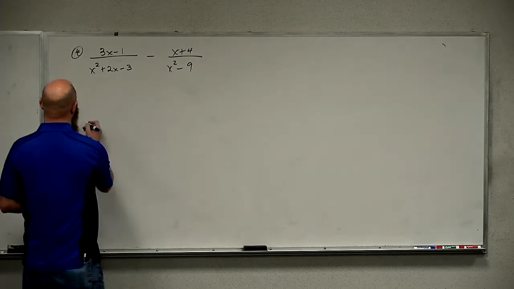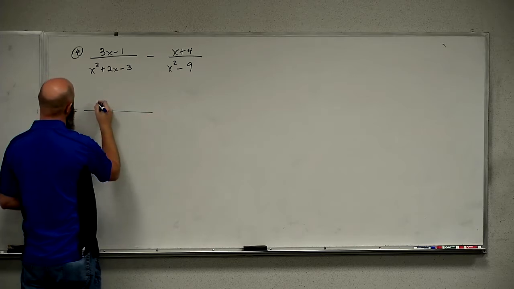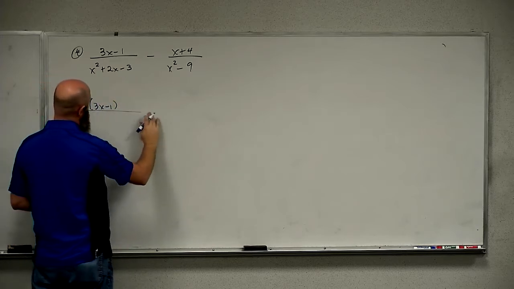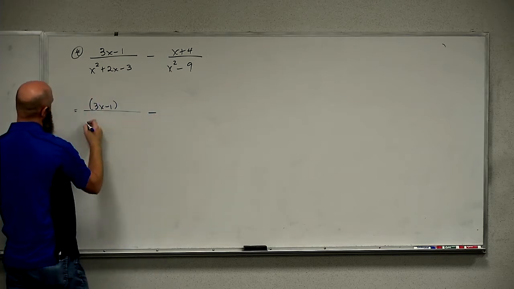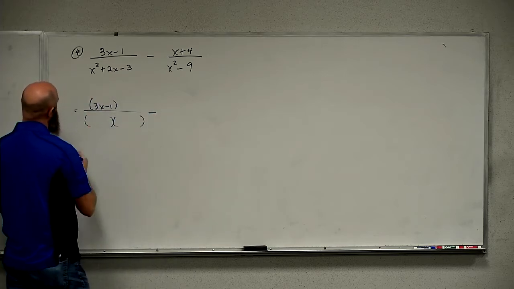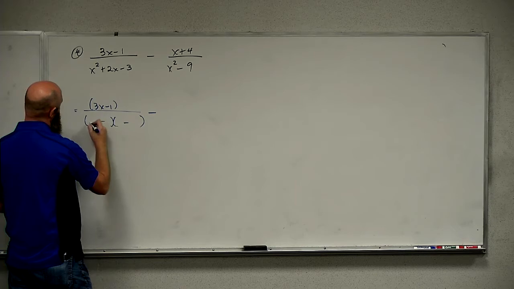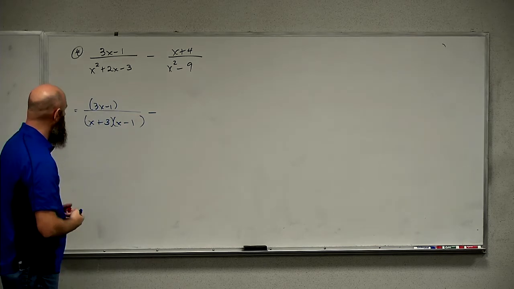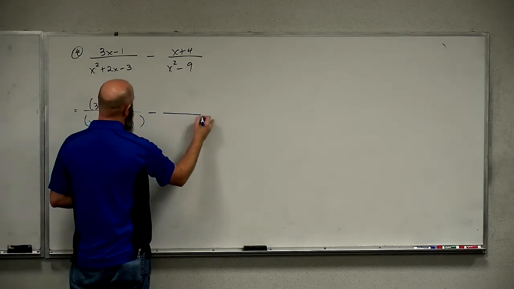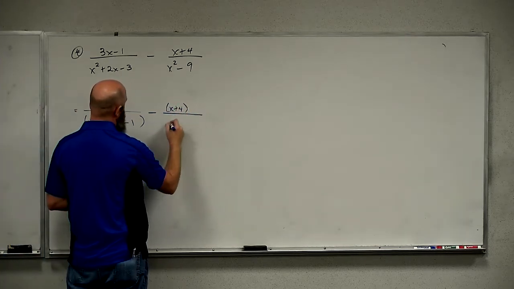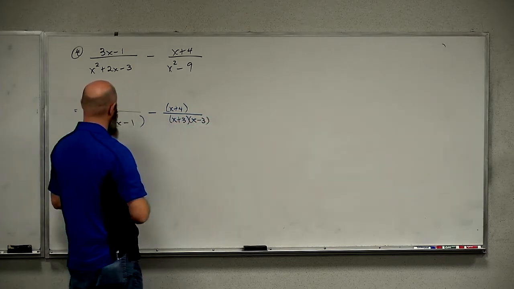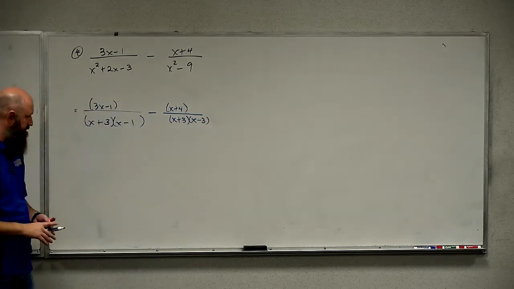So let's do that. So my top is not changing. So 3x minus 1. But here I need to factor. So that's going to become double parentheses plus minus x and x, and it looks like 3 and 1. And then over here, we still have the x plus 4, but I'm going to have x plus 3 and x minus 3. All right.